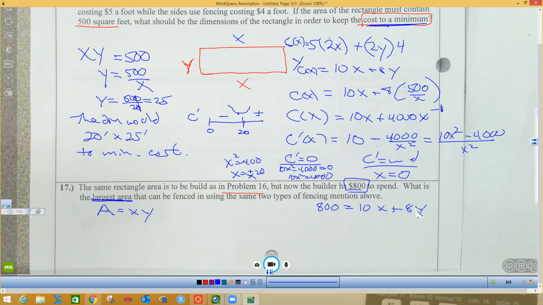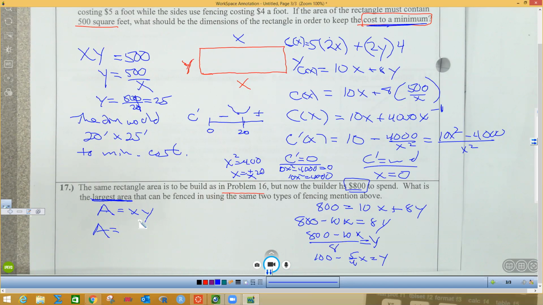So now we got to use this to solve for a variable and stick over here. So I'm going to solve this one for y. So I need to subtract 10x from both sides. And then I'm going to divide by 8. And we could simplify this if we wish. But then I'm going to come over here and stick this in over here. I guess maybe I will simplify this. So 800 divided by 8 is 100. And that would reduce to 5/4 x.